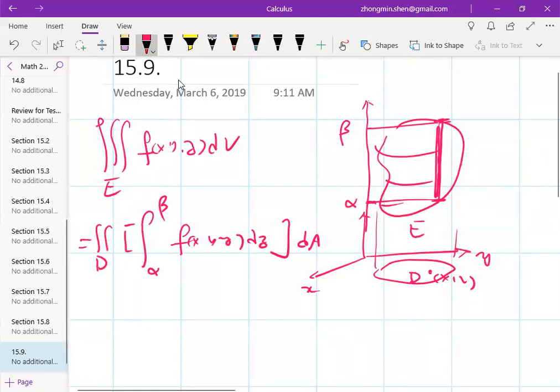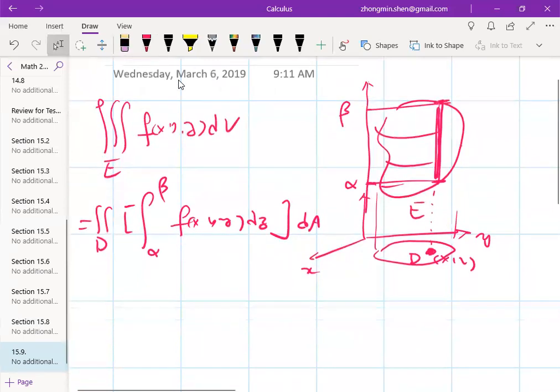But the alpha or beta might depend on x, y, because it depends on the location of the point. So this is the way we fill the solid using sticks, bars, one-dimensional objects. So this is one way. After you evaluate this single integral inside with respect to z, then you have a double integral. Then the next problem is a double integral problem.